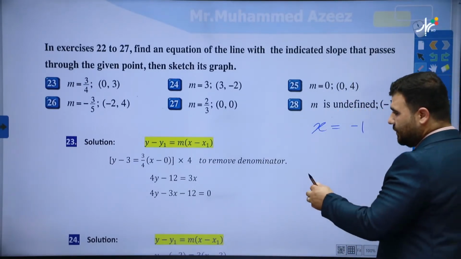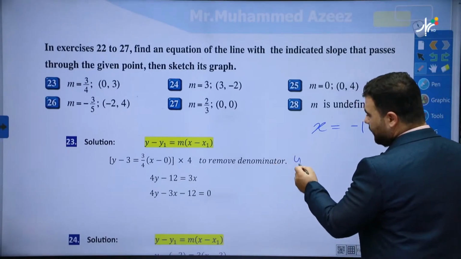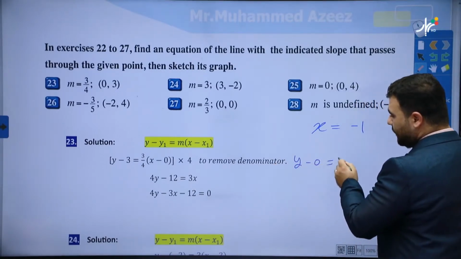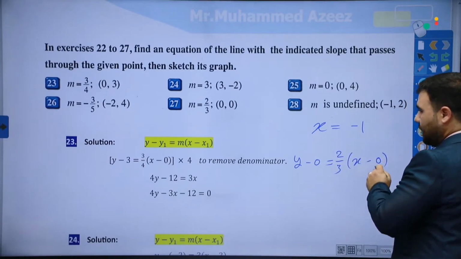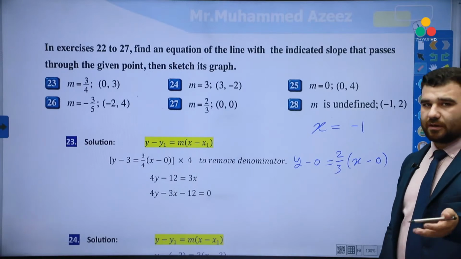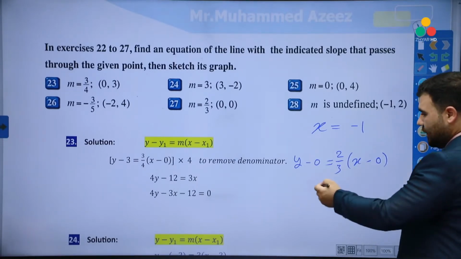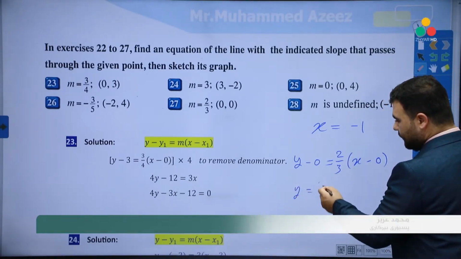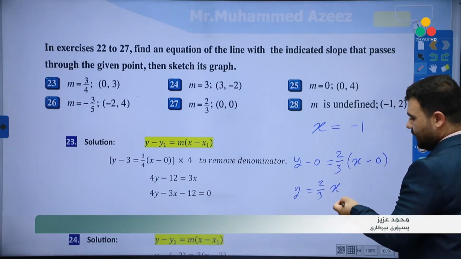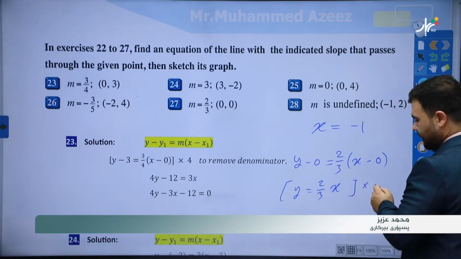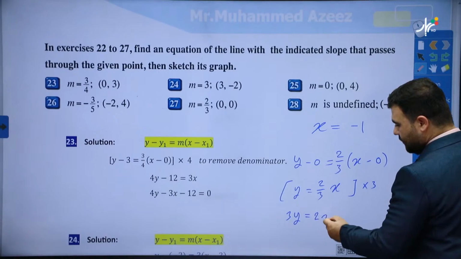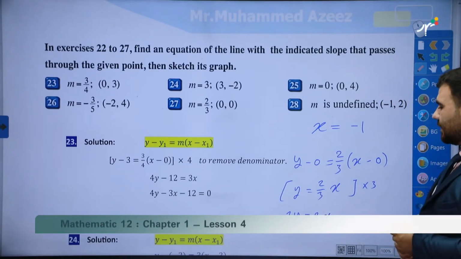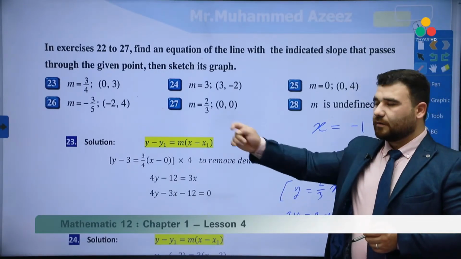We have space here. y minus y1, y minus 0 equal m, which is 2 over 3, times x minus 0, because the point (x1, y1) is (0, 0). Now I have y equal to 2 over 3 x. In order to get rid of this 3, I can multiply everything by 3. Then 3y equal to 2x. This is the equation of this line.